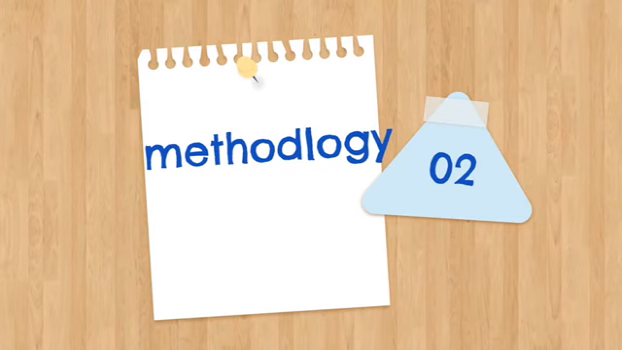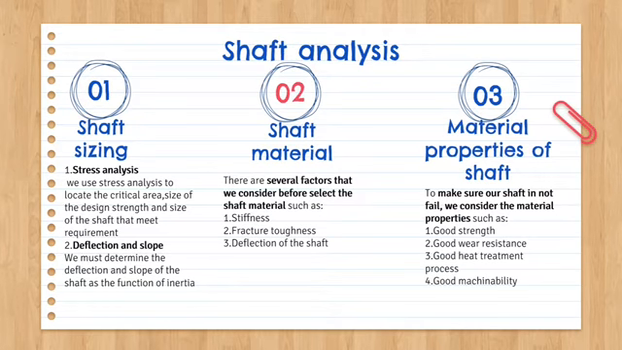So next is the methodology. The methodology that we use in this project is shaft analysis. In shaft analysis, we consider shaft sizing by using stress analysis to locate the critical area, size of the design strength, and size of the shaft that meets the requirement. We also determine the deflection and slope of the shaft as the function of the shaft.